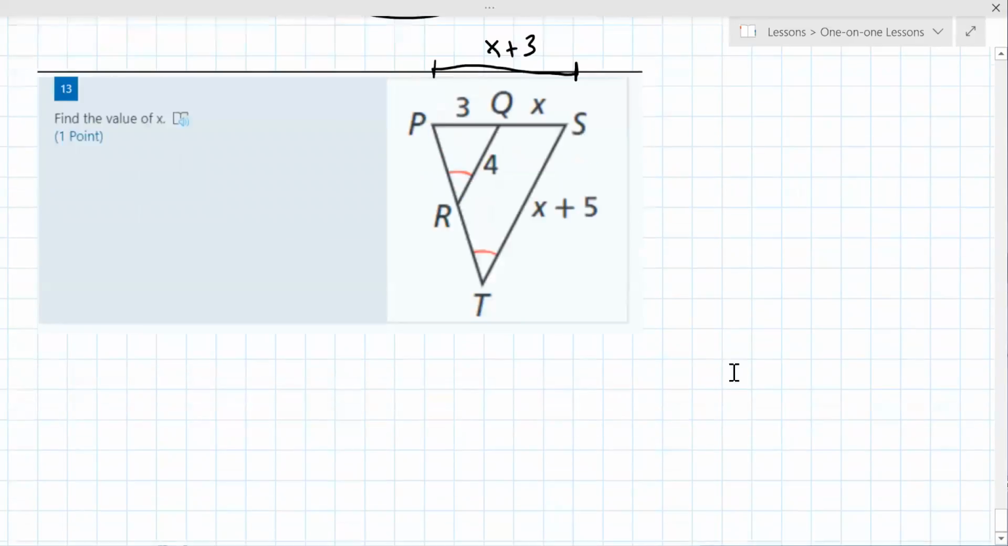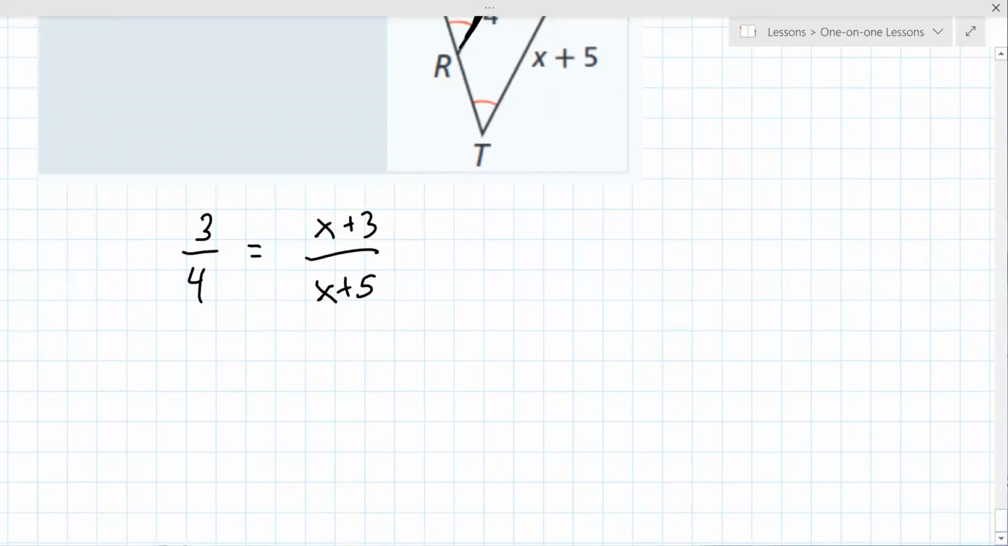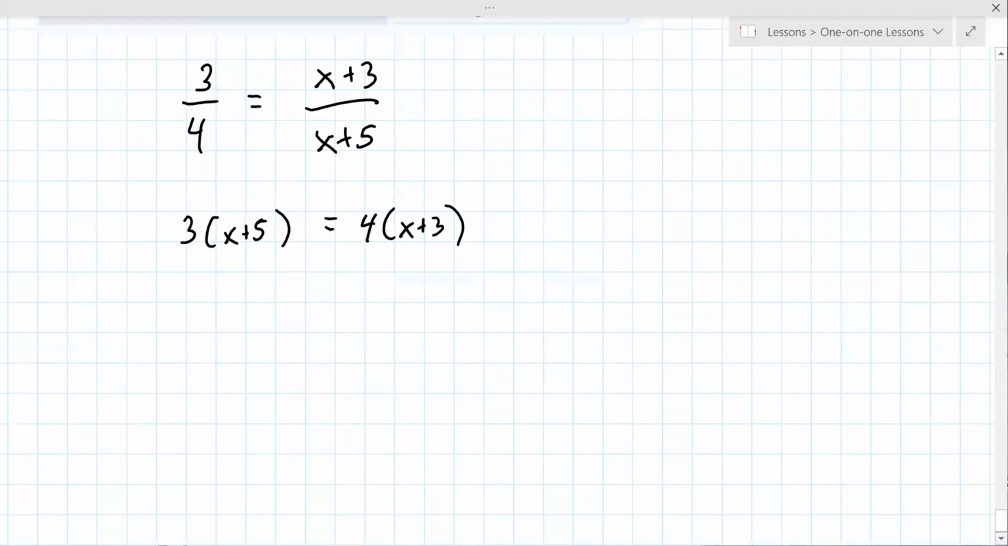So what I suggest here is we start with this number, which kind of goes against what we've been doing, but let's just start with this number 3. 3 goes with x plus 3. This is the short, and this is the whole, or the part. And then the 4 goes with this long side over here, this x plus 5. That's quite a common thing to do. So you've got 3 times x plus 5 equals 4 times x plus 3. Go ahead and solve this.